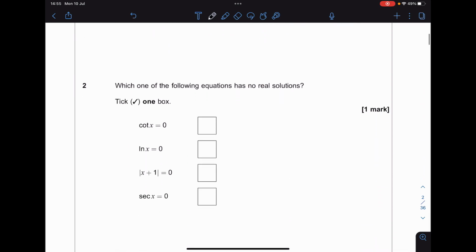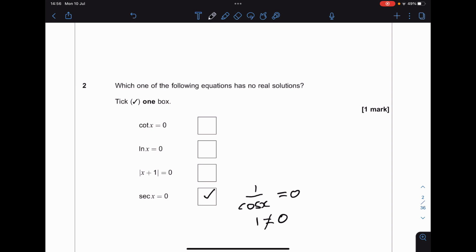Which of the following equations has no real solutions? Okay, so we need to be looking for which one of these doesn't work. And the one that doesn't work here is the last one, because we know that sec x is 1 over cosine x equals 0. If you multiply it by the cosine x, you're going to get 1 equals 0, which is, of course, rubbish. Hence, it's the last one, which has no real solutions.